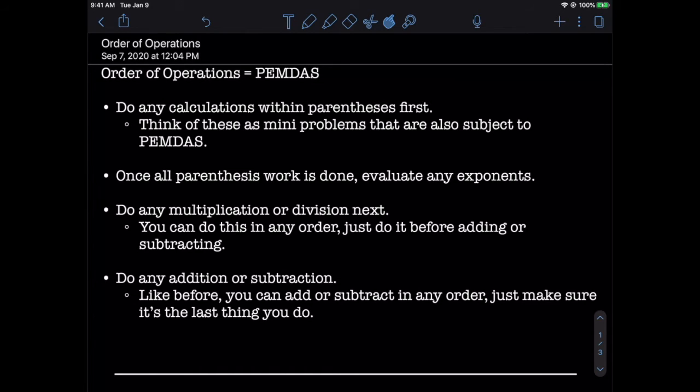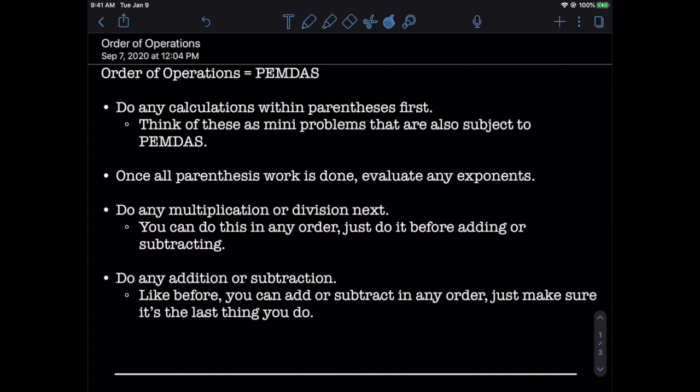The first thing we always need to make sure of is within our parentheses, or if we don't have parentheses, that we do anything that has an exponent first. Once we do all the exponents, then we can worry about our multiplication and division. Important side note, you don't have to do any multiplication before your division. You can do both multiplication and division in any order. You just have to make sure you do it after the exponents and before the addition or subtraction.